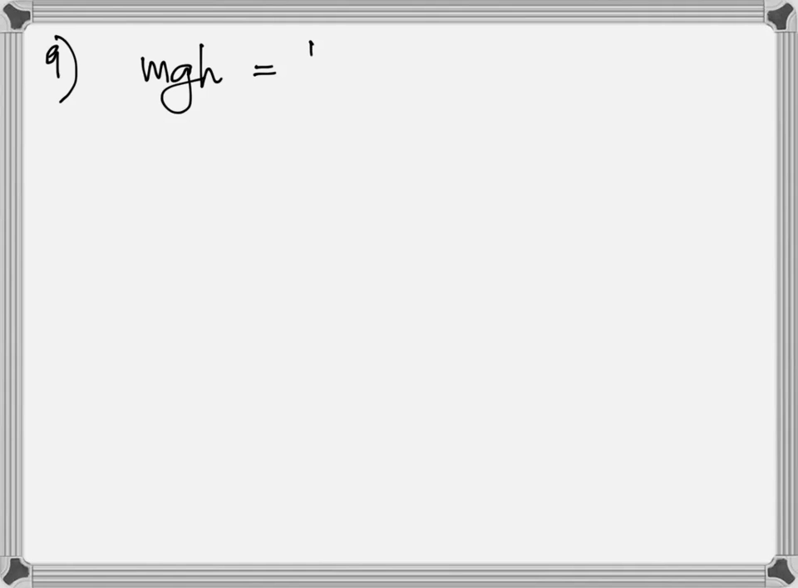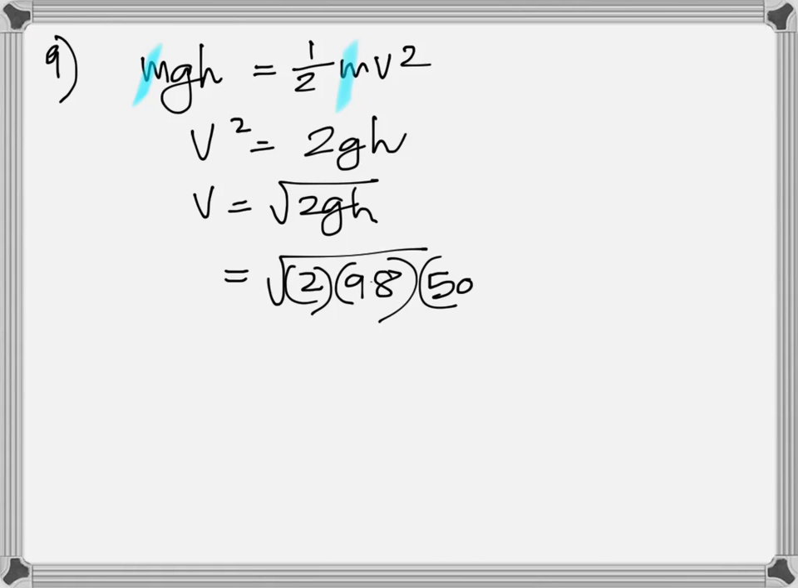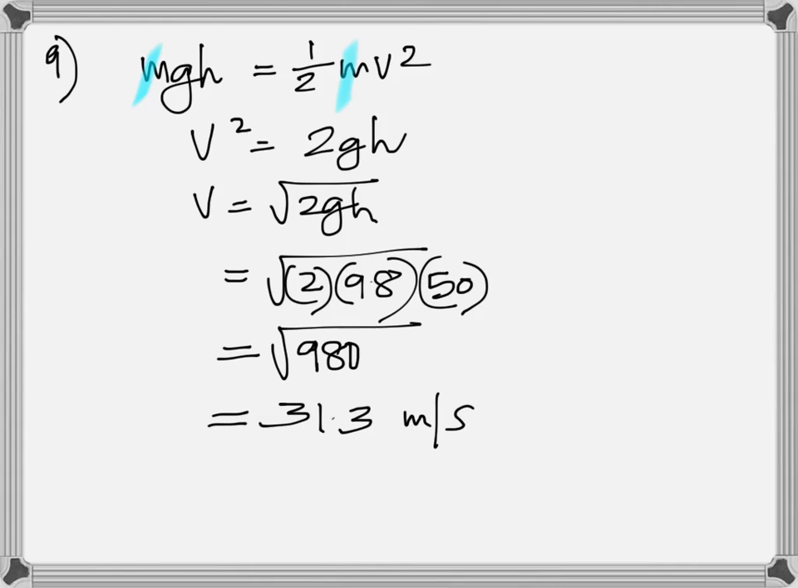Again, repetition. Is there friction in that question? No. Potential energy at the top is equal to kinetic energy at the bottom. That's all. mgh is equal to 1/2 mv squared. v squared is 2gh. Velocity is square root of 2gh. 2 times g times 50. So 2 times 9.8 times 50. That gives you 980. So take the square root of 980, and that should give you 31.3 meter per second.